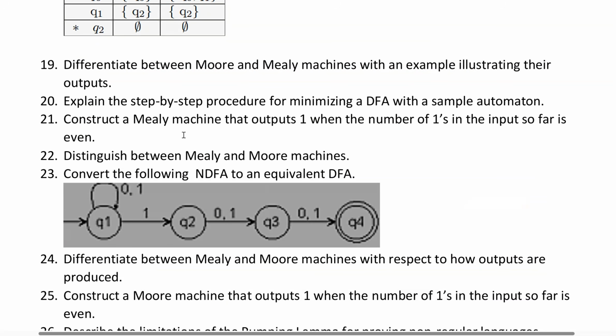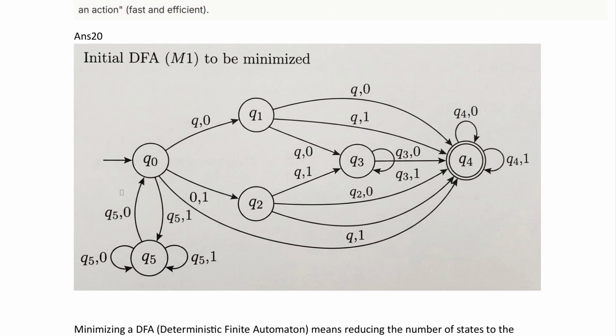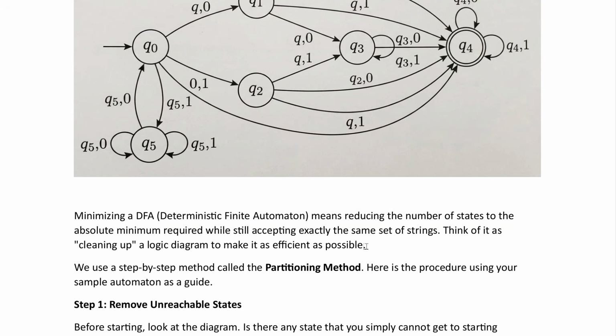Now let us move to the very important question of minimizing the automata. Question number 20 says: explain the step-by-step procedure for minimizing a deterministic finite automata with a sample automata or example. So this is the given automata. As an example, let us consider this DFA, and after considering this DFA, we have to minimize this automata.